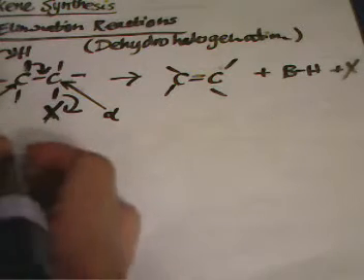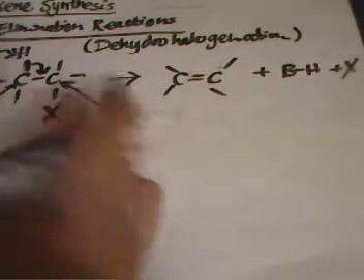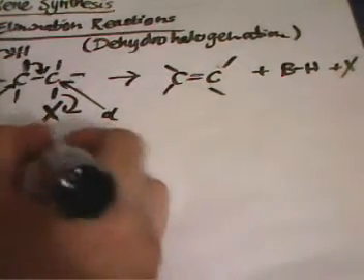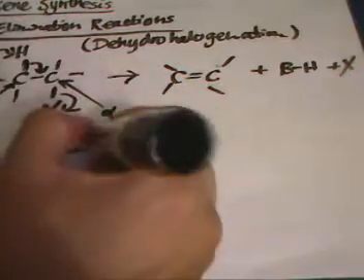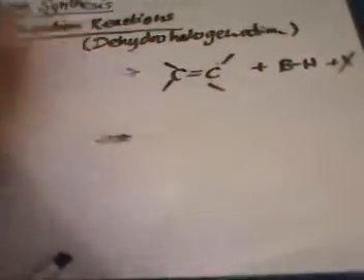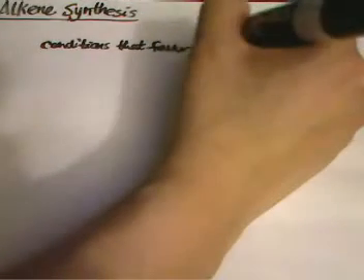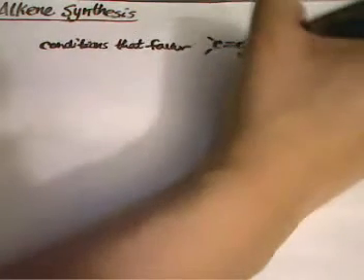One of the things that helps us do that is, so I'm going to label this list: conditions that favor elimination, or alkene formation.